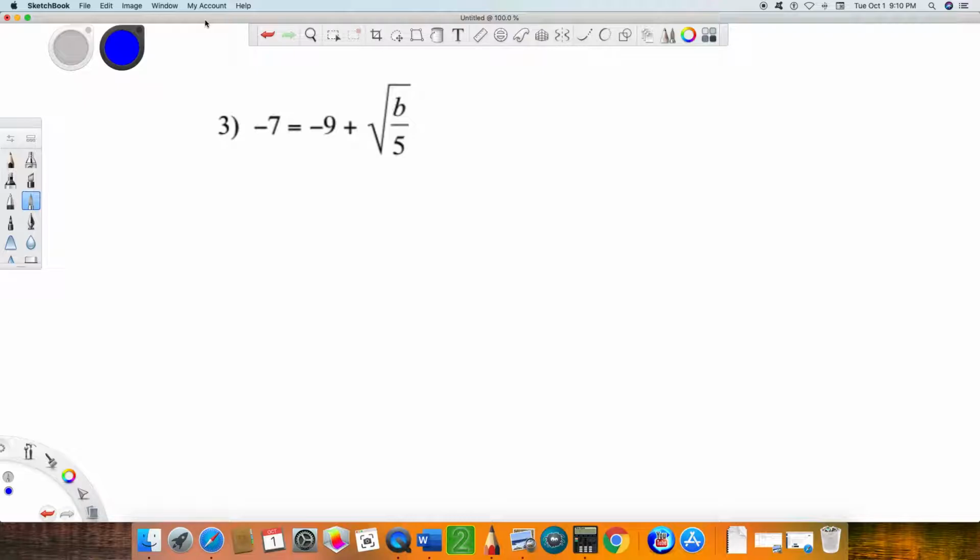Now, when we're solving radical equations, we have to get the radical by itself. So you might hear the phrase isolate the radical. On the right-hand side right now, I have a binomial. I need to add 9 to both sides of this equation before I square both sides. I have to get the radical by itself. So if I add 9 to the right-hand side, that'll cancel with that negative 9, and 9 minus 7 is 2.